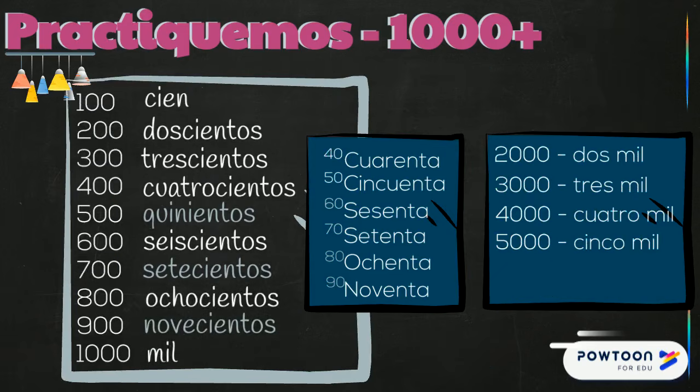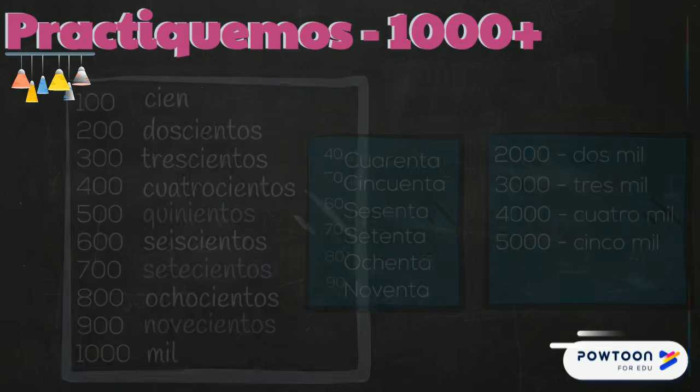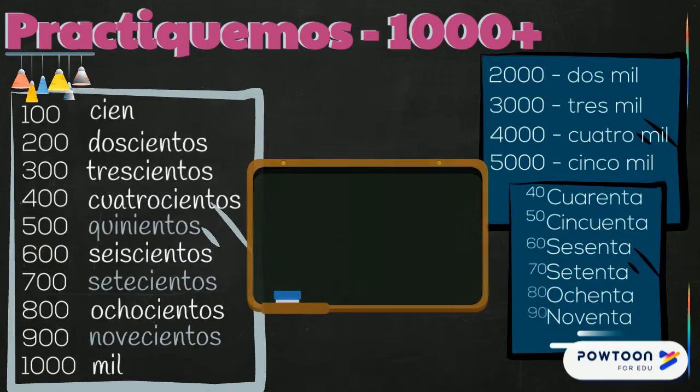Keep in mind, if we want to say 1,000, we simply say mil and not un mil. From here, the pattern's even easier. 2,000, 3,000, 4,000, 5,000, and so on. Do you think you could say 5,874 in Spanish? It's not that hard. Just read it left to right.